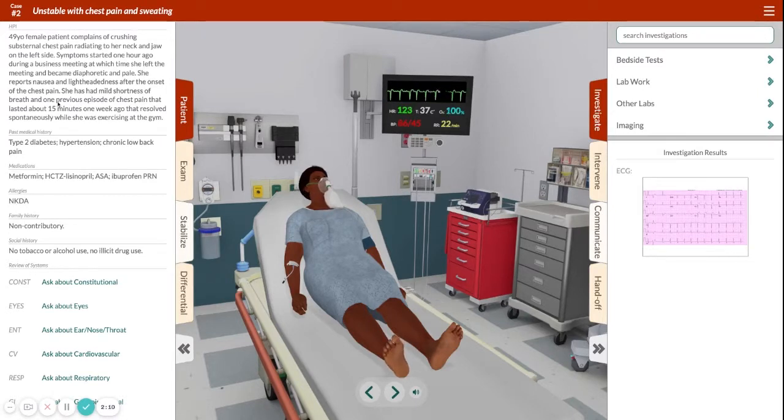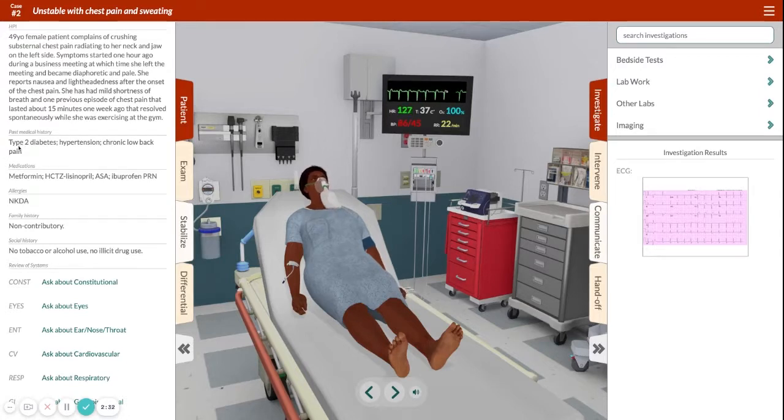She has shortness of breath, and previous to this, she had one episode of chest pain about 15 minutes duration about a week ago when she was at the gym. So that could mean that she has a stenotic lesion from an atheroma that is now ruptured and causing an in situ thrombosis leading to acute coronary occlusion.